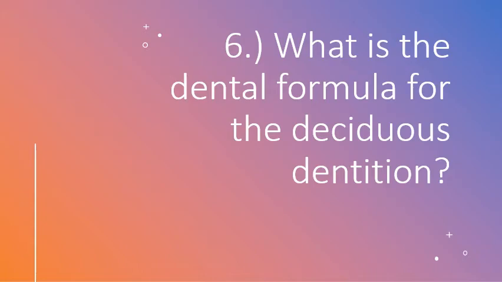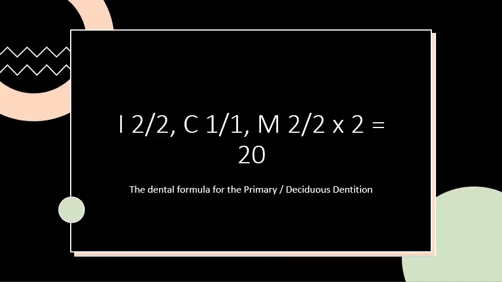For the deciduous dentition, this is how it's usually written: I 2 by 2, showing the 2 incisors in the maxilla and in the mandible, and then we have 1 canine and 2 molars in one arch. Divided by 2 means the maxillary arch and the mandibular arch. So the total number of teeth in the deciduous dentition is 20, and this is the dental formula for the primary or deciduous dentition. What is missing here are the premolars, which are not present in the primary or deciduous dentition.